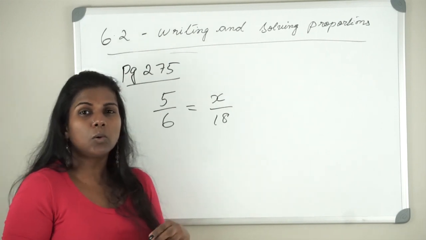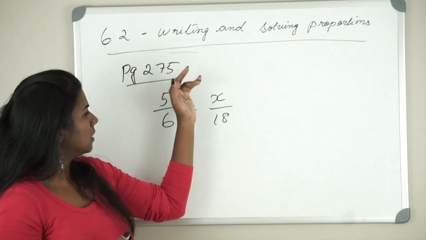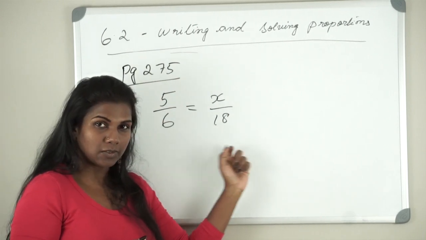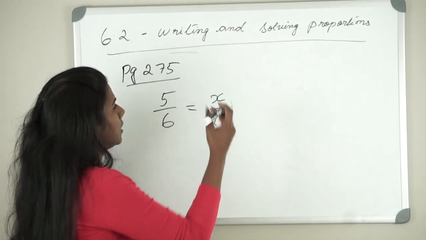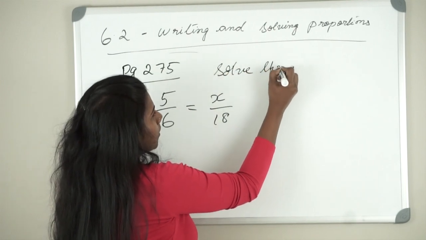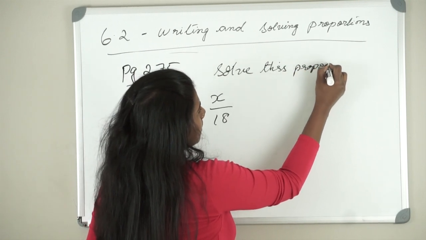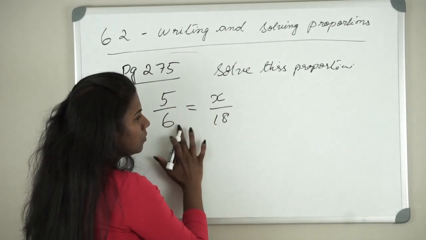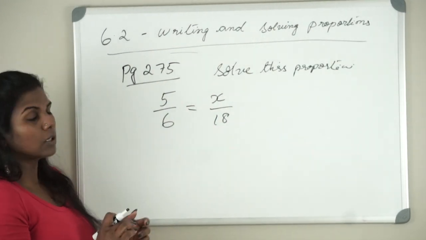So what do we know when they say this is a proportion? We know that this ratio is equivalent to this ratio, correct? Since they say this is a proportion and they say solve this proportion, that means we know these two ratios are equivalent. So when something is equivalent, what happens?